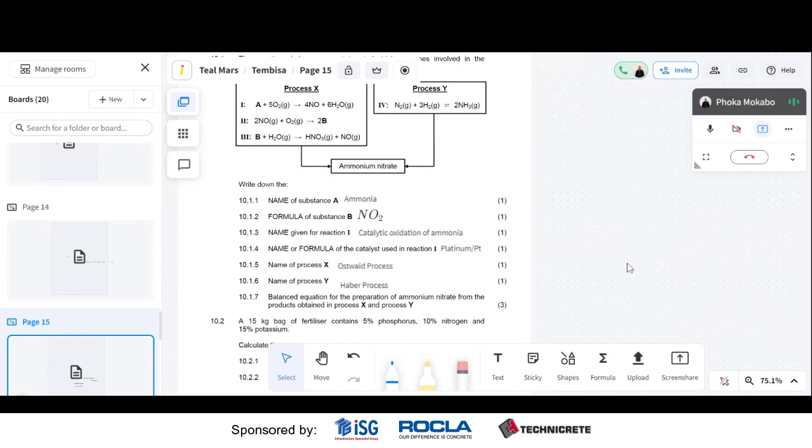Now they want the balanced equation for the preparation of ammonium nitrate from the products obtained in process X and in process Y. Just one more time: the balanced equation for the preparation of ammonium nitrate from the products obtained in process X and process Y.